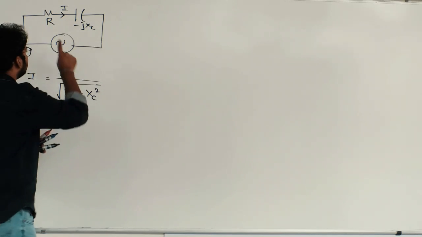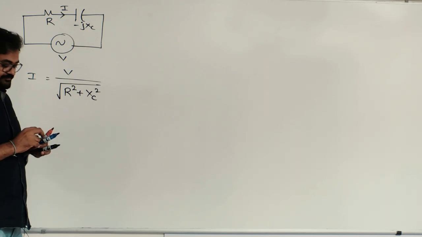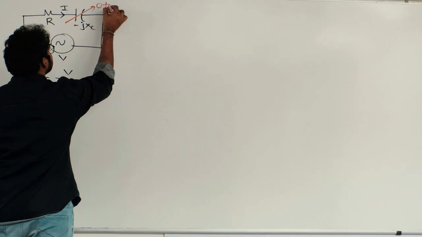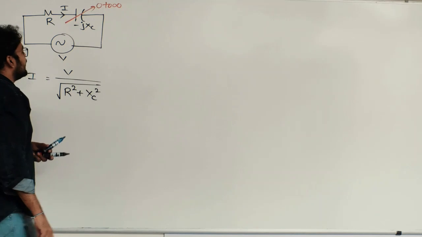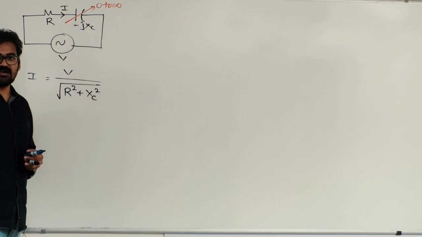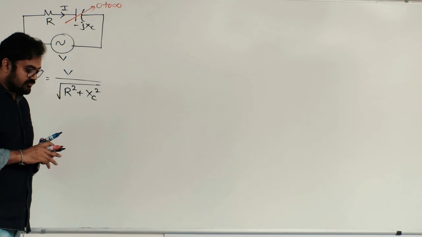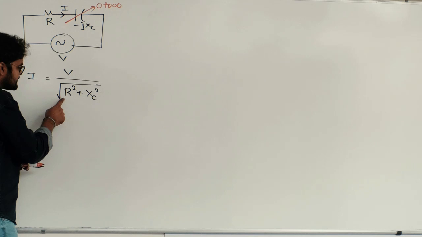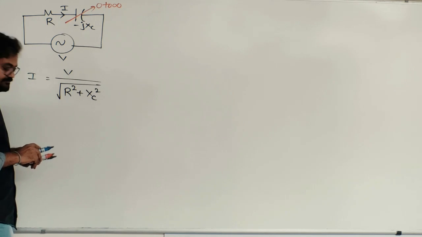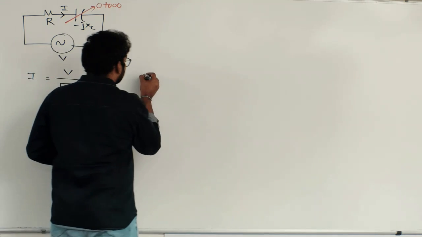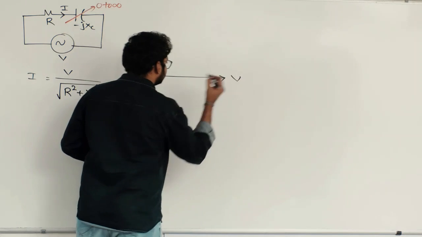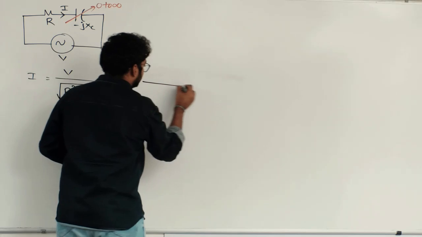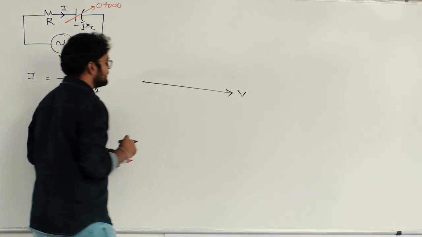Now let us consider a simple RC circuit in which capacitive reactance is changing from 0 to infinite. Now draw the locus diagram for the current vector. Once again, current magnitude is equal to voltage by impedance, that is the square root of R square plus X square. I will be considering voltage as the reference once again.